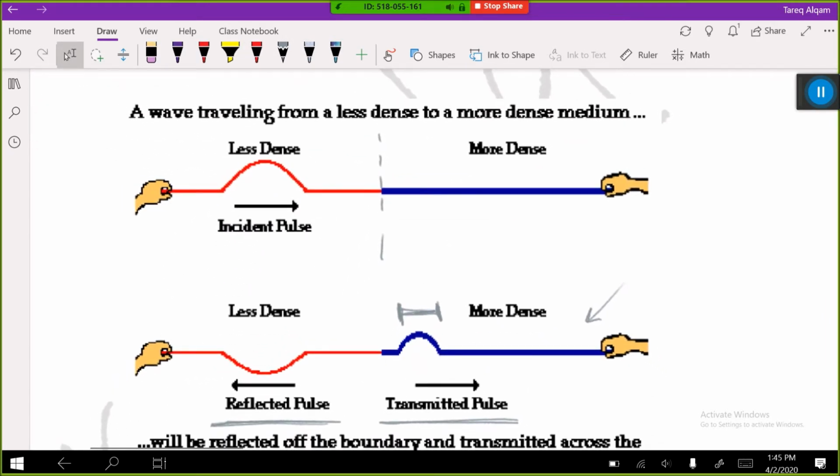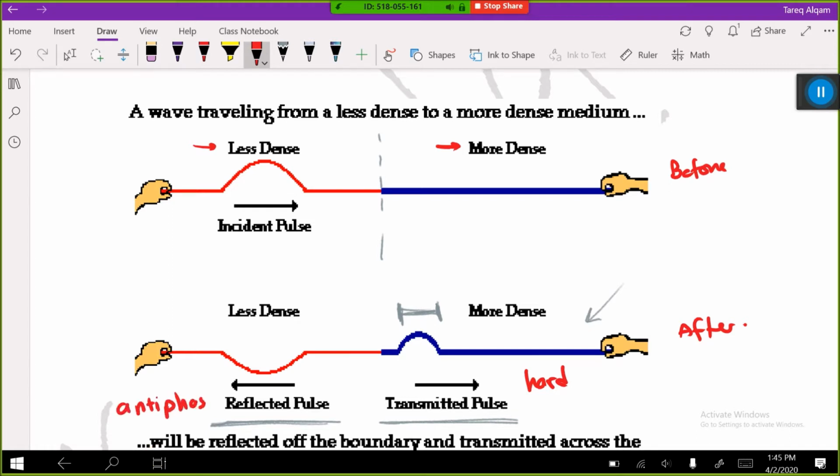Look at this. Here we have a pulse. Is it transmitting from less dense to more dense? This is before. This is what? After. Look here, guys. Since this is a hard boundary, it will be reflected antiphase. Okay? Partially reflected and partially transmitted.